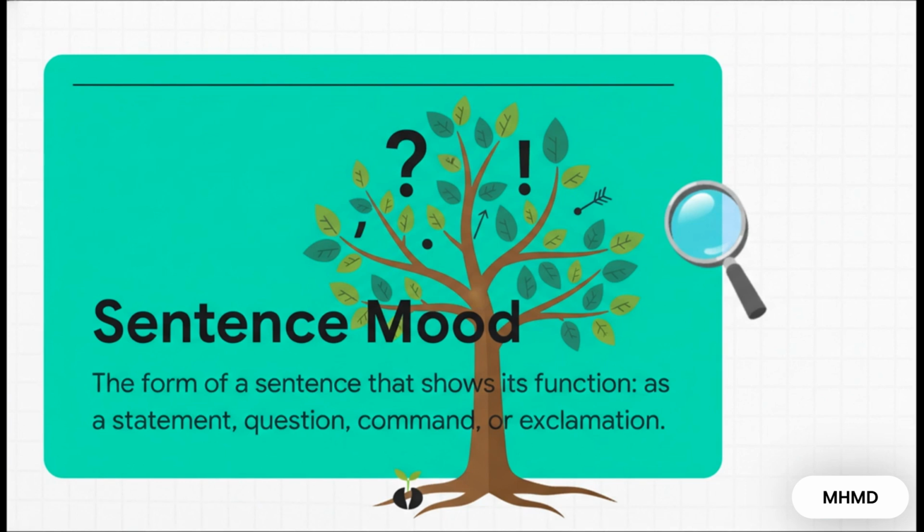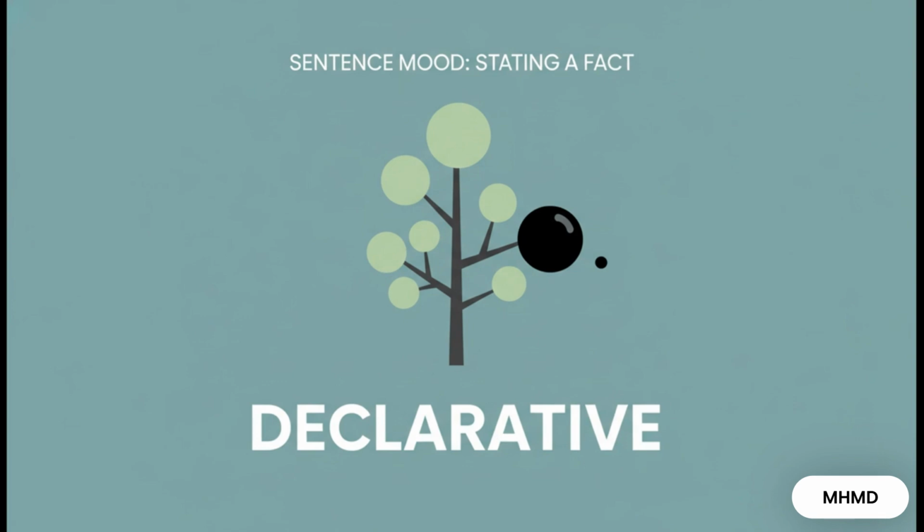The best way to see how they work is to just take one simple idea and see how we can transform it. Let's use the idea, the seed grows. First up, you've got the declarative mood. This one is simple. It declares something. It makes a statement. This seed grows. That's it. This is the absolute workhorse of the English language. It's probably what you use 90% of the time.